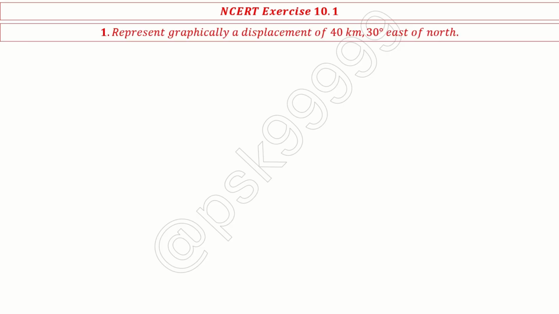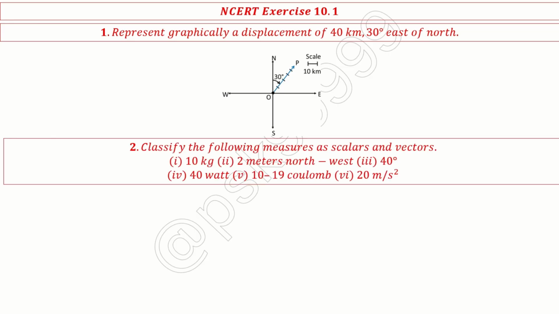Represent graphically a displacement of 40 kilometers, 30 degrees east of north. This is just a position vector. You are in the xy plane, and you have to show a displacement OP, a vector 30 degrees east of north, so from north it is 30 degrees towards east. And how do you represent the 40 kilometers magnitude? I am representing it using four equal bars and mentioning in a scale that each bar is 10 kilometers. So with 4 parts I have 40 kilometers. Hope you understand this.